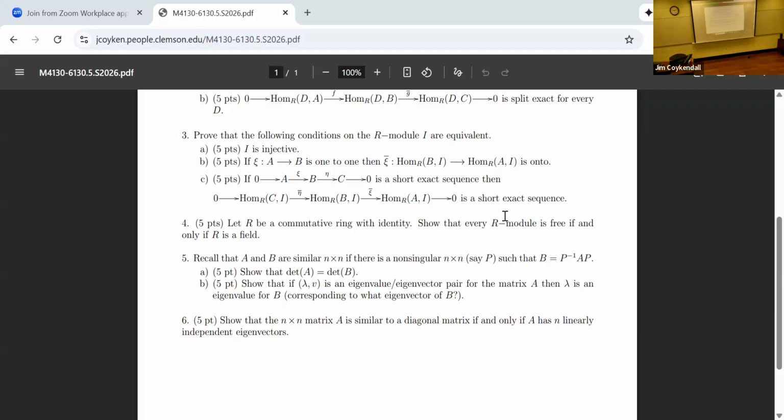And those 2 problems should probably be routine once I clean up the language here. And number 6, show that the n by n matrix A is similar to a diagonal matrix if and only if A has n linearly independent eigenvectors, right? And of course, these matrices are over a field. Okay, any questions on that? So you've got a couple of weeks to do that, but come let me know if there's any difficulties.